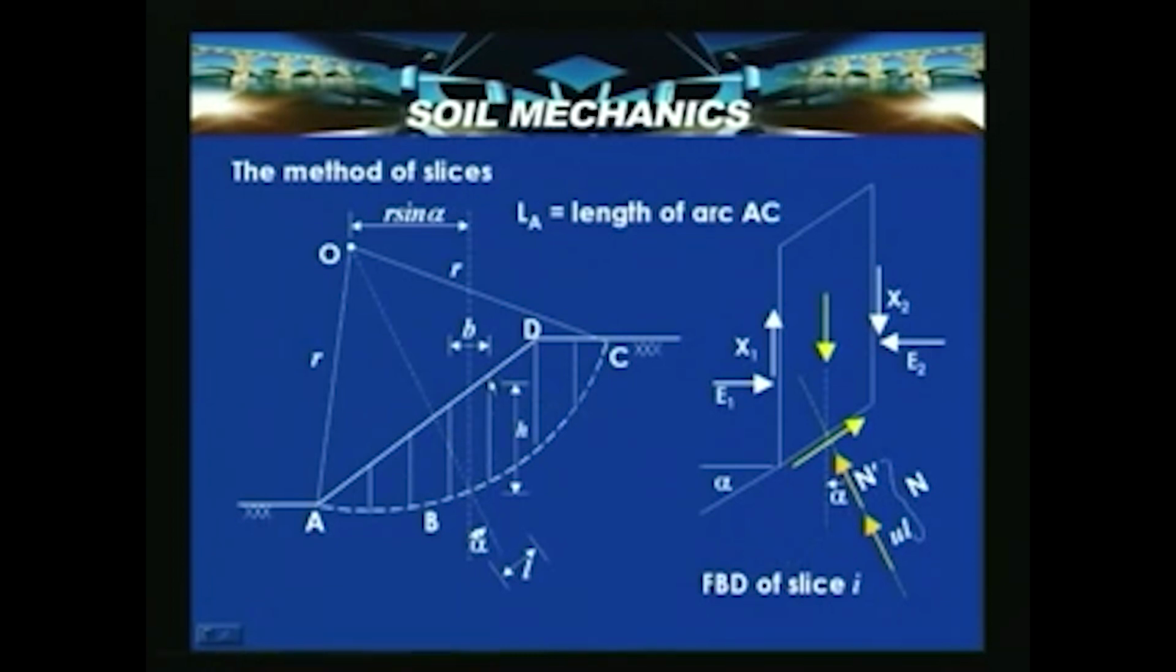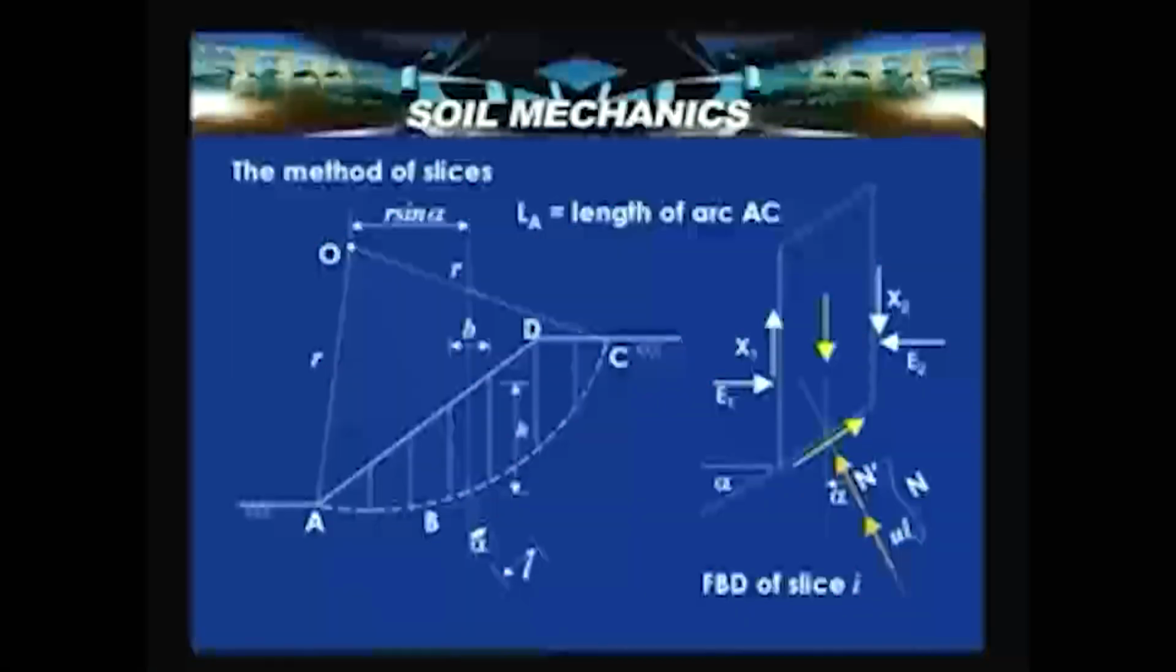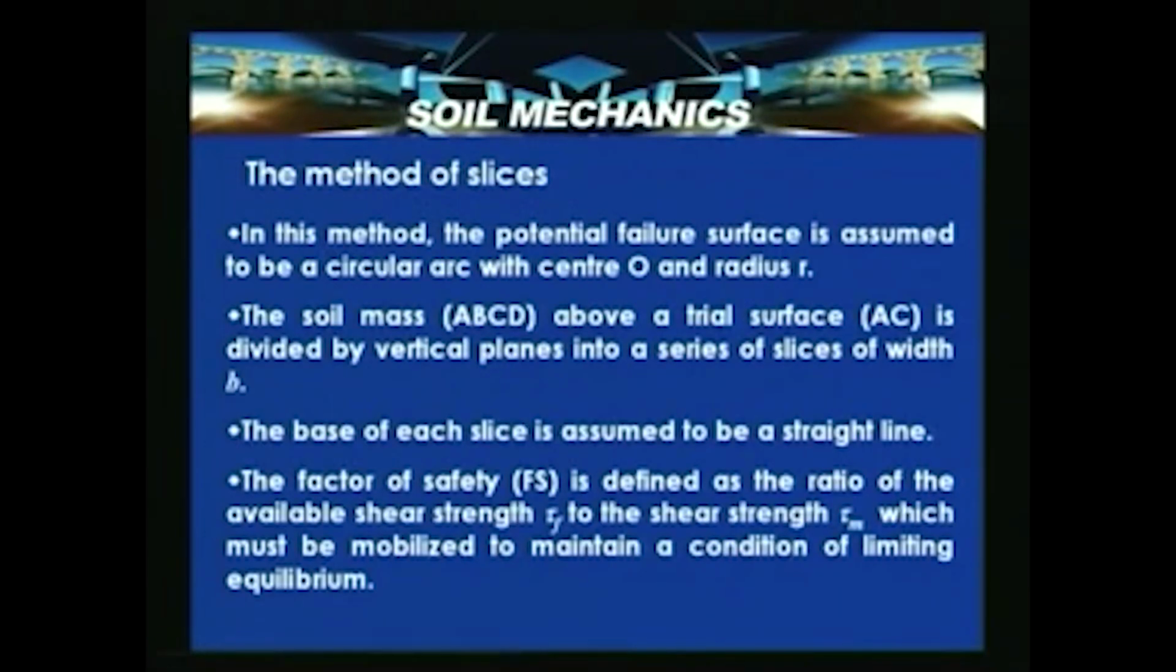So, now let us consider this method of slices and look into the details of how we can analyze this to obtain the factor of safety. What we did is that the soil mass ABCD above a trial surface AC is divided by vertical planes into a series of slices of width b.